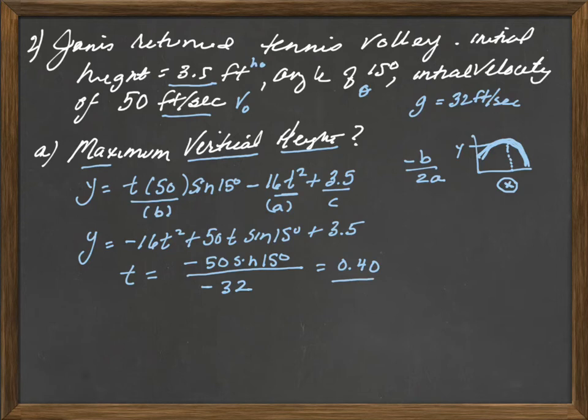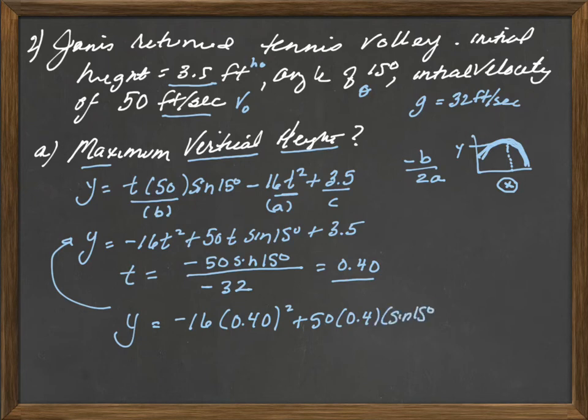And if you want to know the tallest point, you now put time into y. So you go back here and you say y equals negative 16 times 0.40 squared plus 50 times 0.4 times sine of 15 degrees plus 3.5. So that is equal to 6.116. So if we're rounding, you would say 6.12 feet. Okay, that's the answer to part A. Let's go on to part B.